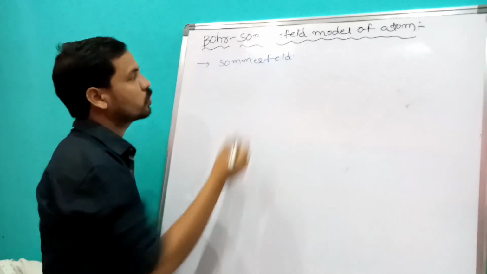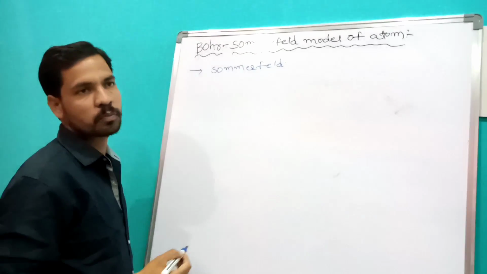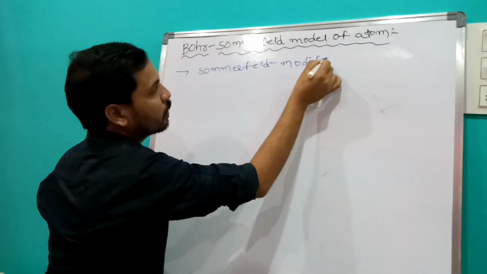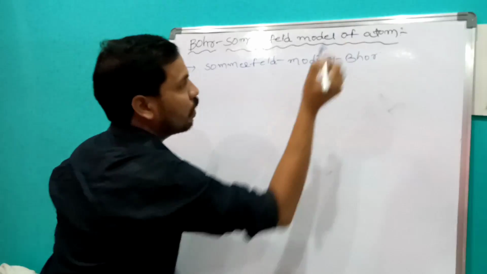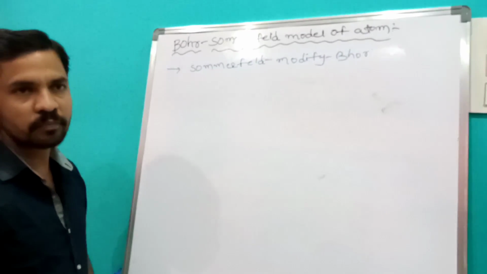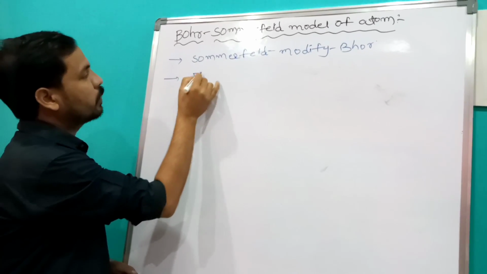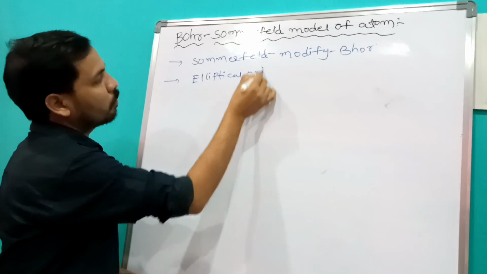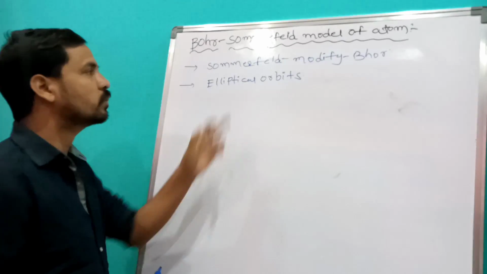So who is the scientist? Sommerfeld. Sommerfeld modifies Bohr's model. How does he modify Bohr's model? Nothing but by adding elliptical orbits. Who is that person? Sommerfeld.